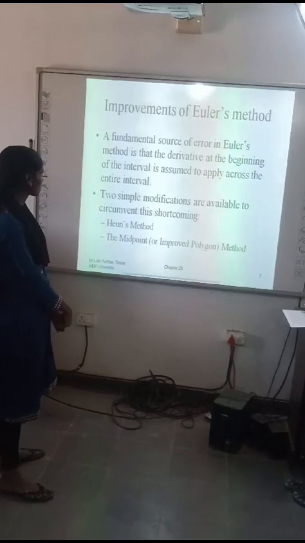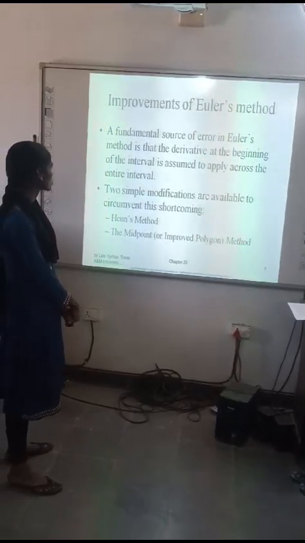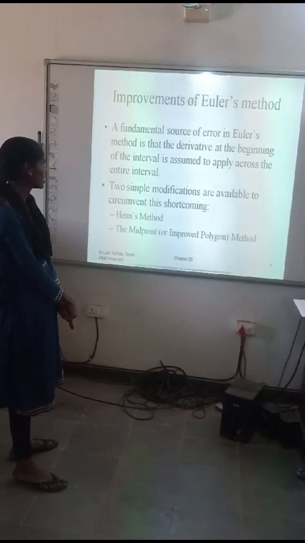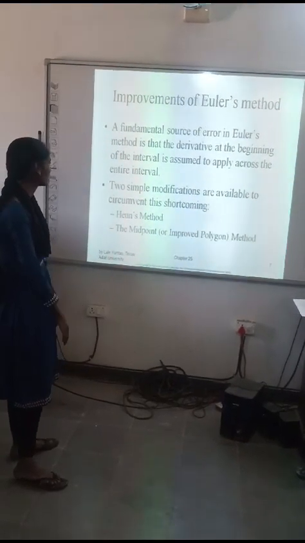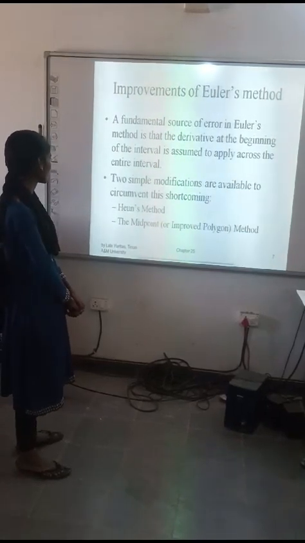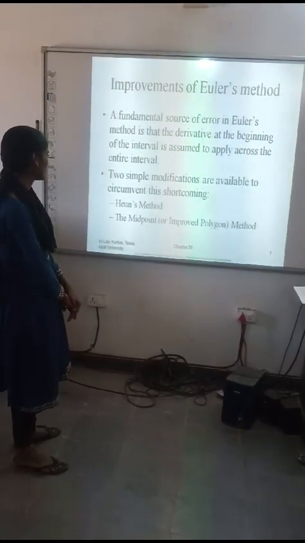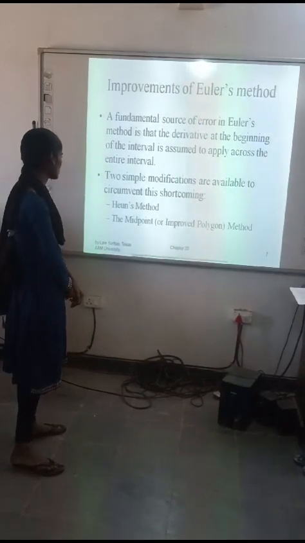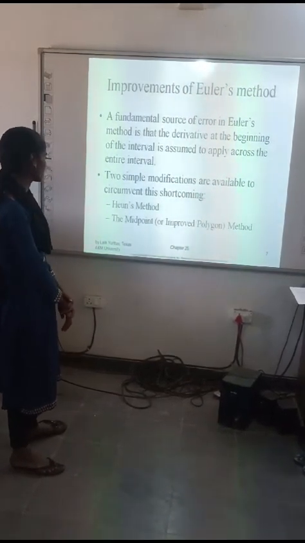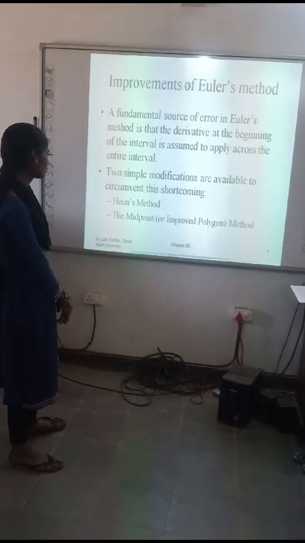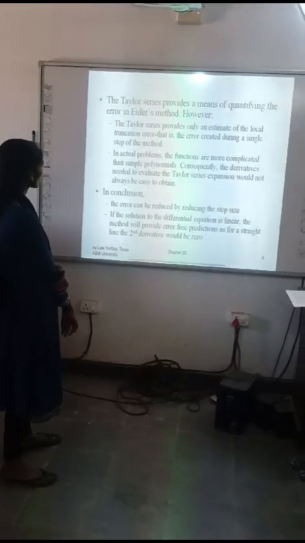Improvements of Euler's method. A fundamental source of error in Euler's method is that the derivative at the beginning of the interval is assumed to apply across the entire interval. Two simple modifications are available to circumvent this shortcoming. Heun's method. The midpoint or improved polygon method provides a means of improvement.